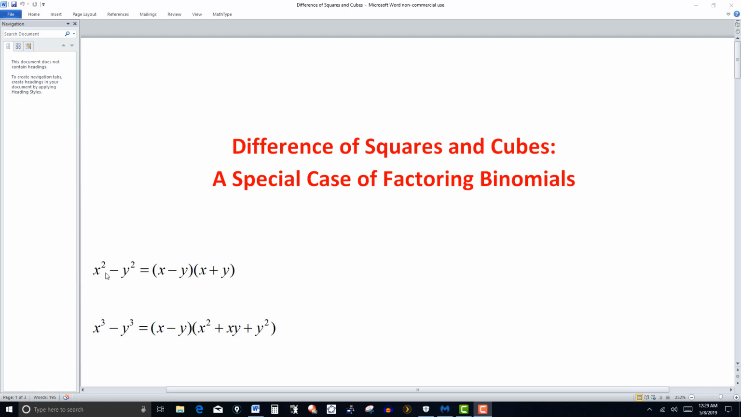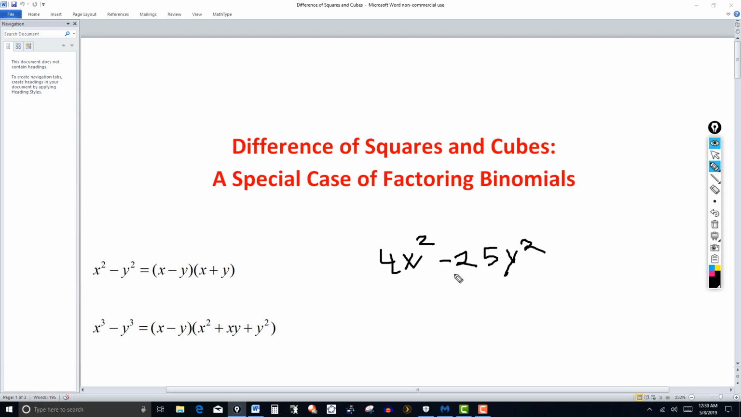You have the difference of two squares. That factors into the difference of the square roots and the sum. Okay, so we can look at just a basic example here. Let's suppose you have, say, 4x squared minus 25y squared. So we look for a common factor. There's no common factor here, so we proceed to look at this and notice that it's a difference of two squares. 4x squared is a perfect square.